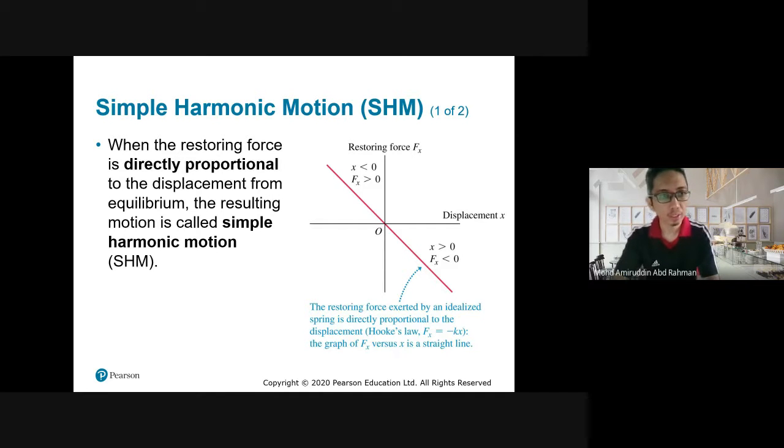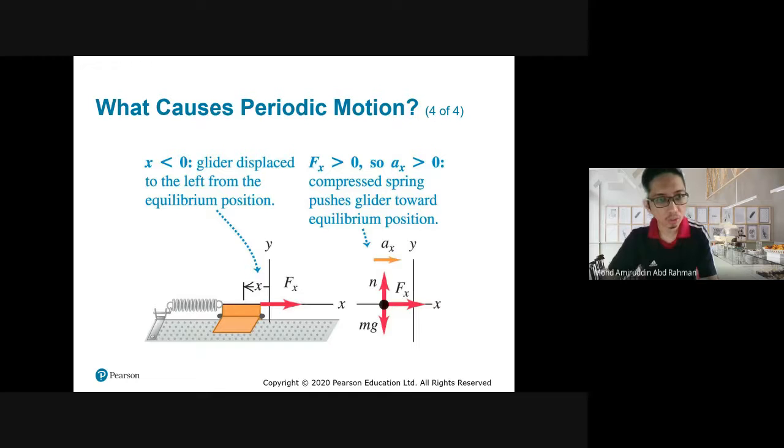Okay, so when we have simple harmonic motion, this happens when we have a restoring force. We look at the spring experiment over here. This is the restoring force, Fx. It forces the object to restore back to the original position. So that's the restoring force.